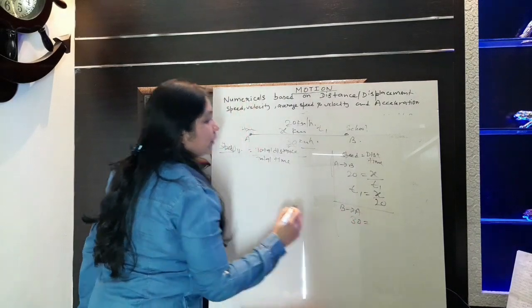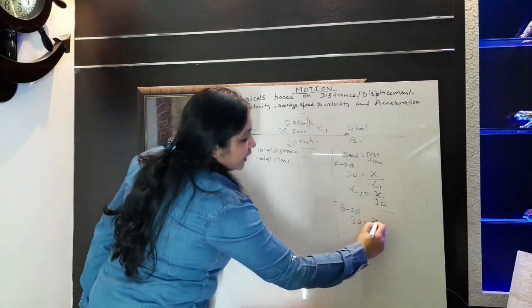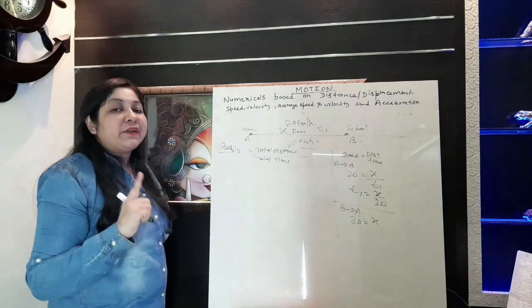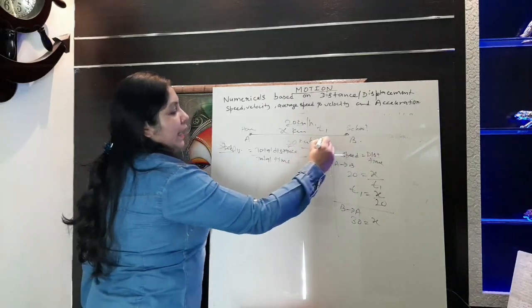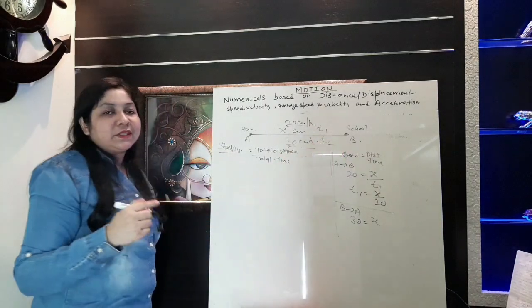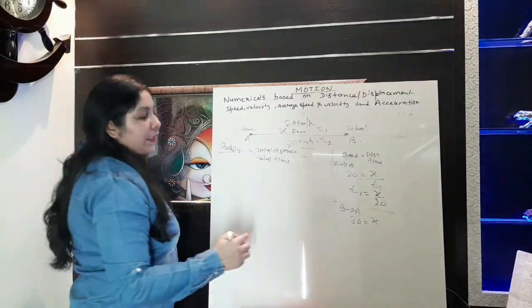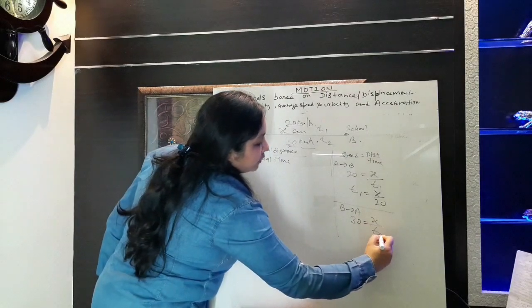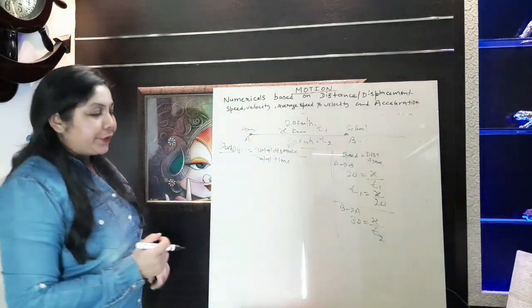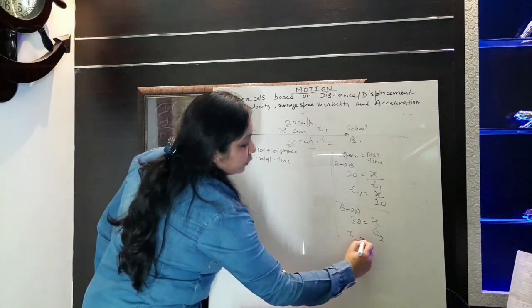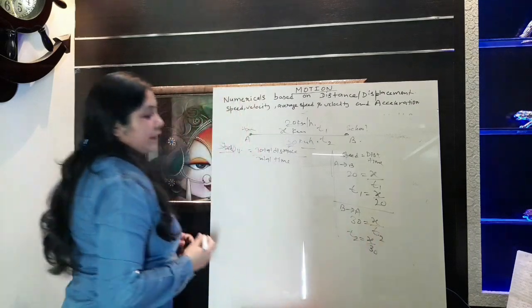So 30 is equal to distance by time. Distance we are taking x here. As the speed is changing, the distance is constant but the speed is changing, so obviously the time will change. So I am taking this time as t2. So it will be x by t2. Now what will be the value of t2? It will be x by 30.